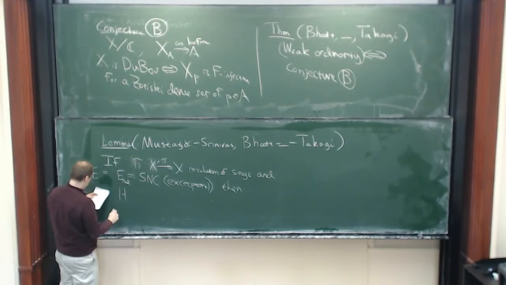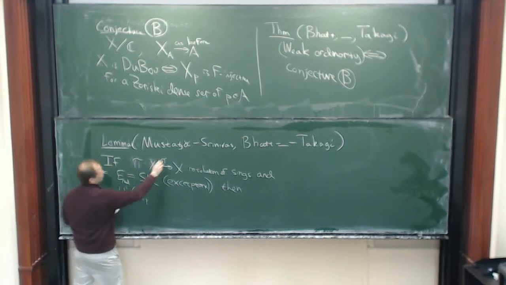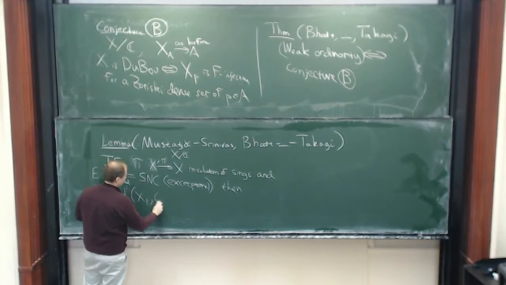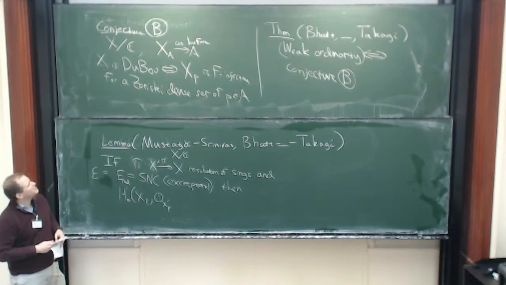Then I'll phrase it this way again. I'll start with X over C and reduce it mod p as before. Yes, please. I just realized that in the weak ordinarity conjecture, you have that X is smooth. That's right. So is X also smooth here? No. It's probably singular, because it's Du Bois. What is X? X is some variety, just not smooth.